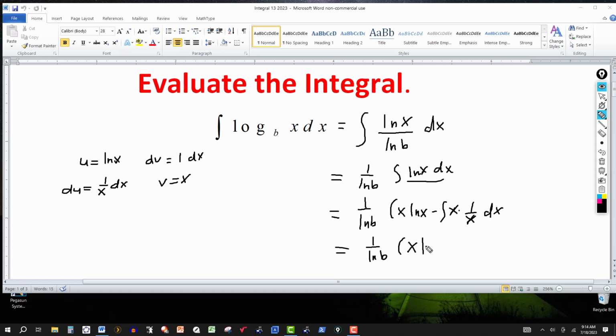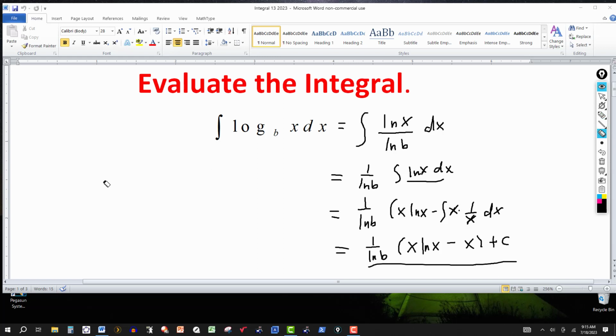So all we got then is x ln of x, minus, like I said, the integral of 1 with respect to x, which gives us x, plus the constant of integration. And this is pretty much the answer. But if we want to get it back in the original form, we can do this. Let's rewrite it. We're going to multiply through. We'd have an x times ln of x over ln of b.